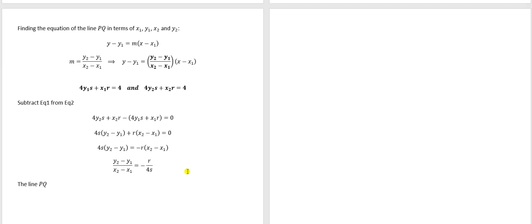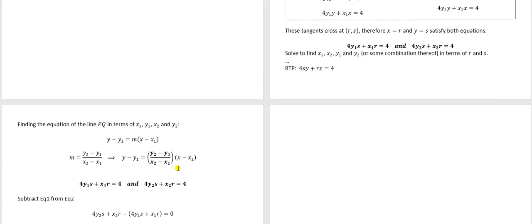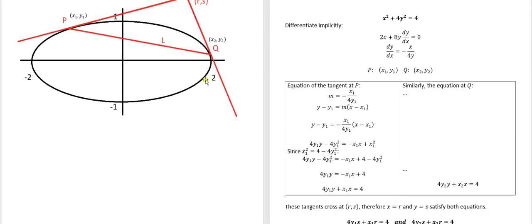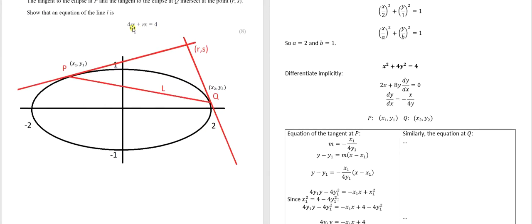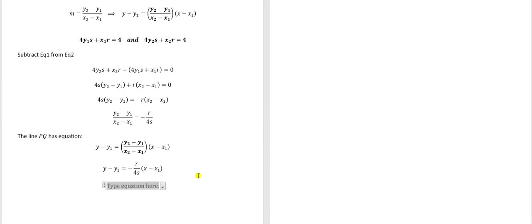Line PQ has equation y minus y1 equals minus r over 4s times x minus x1. We're very nearly there. We're trying to demonstrate that this line has the equation 4sy plus rx equals 4. We've got a bit more working out to do.